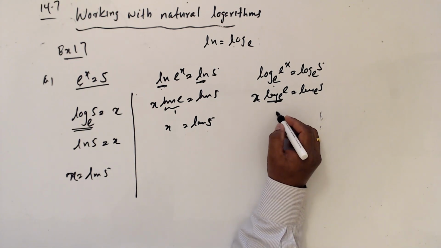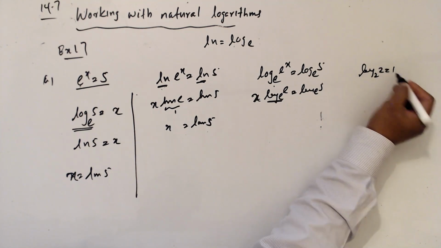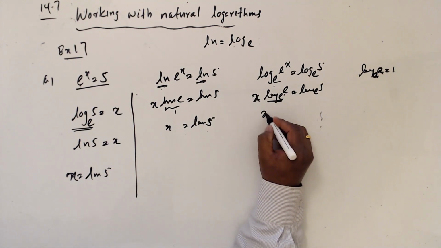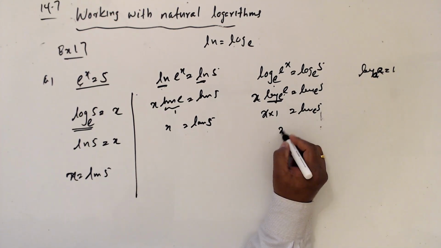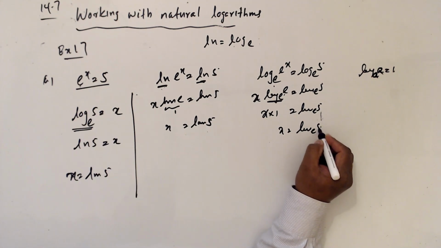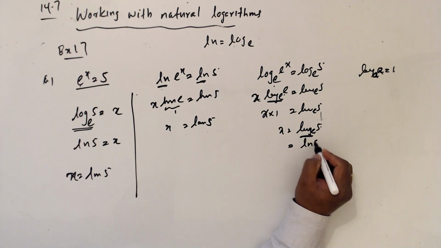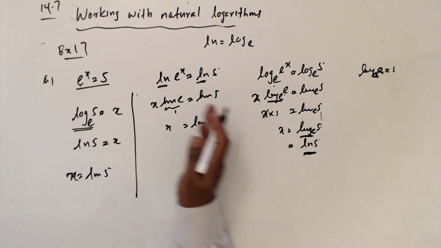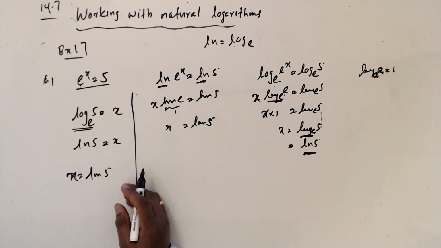Log base 2 of 2 equals 1. Log base a of a is 1. Likewise, log base e of e is 1. So x times 1 equals log base e of 5. So x equals log base e of 5. What is the short form for log base e? ln 5. So it's better to use these symbols in this method.